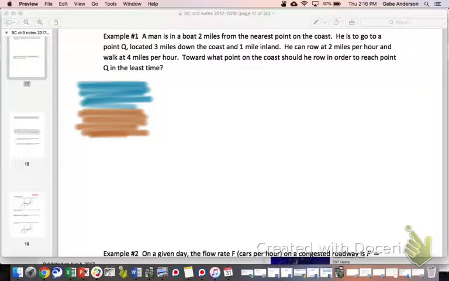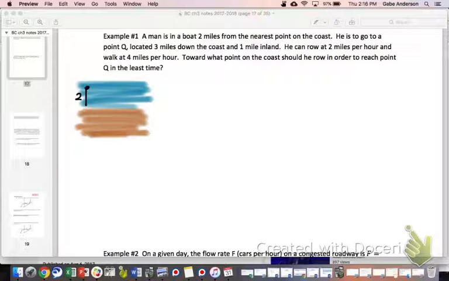Okay, so the guy is in the water right about there. And it says that he is 2 miles from the nearest point of land. So, how about that? That would be 2. Does that make sense? Okay.